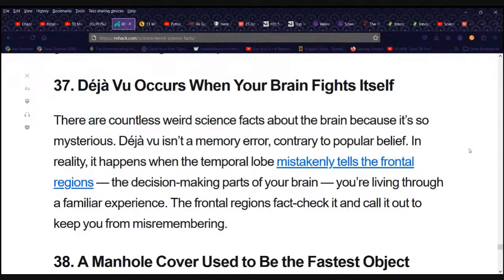Okay. So the decision-making parts of your brain, you're living through a familiar experience. The frontal regions fact check it and call it out to keep you from misremembering. Yeah, because a good chunk of your brain is actually spent predicting what'll happen next. Right. And so that things are already calculated for you. They do that with computers now.